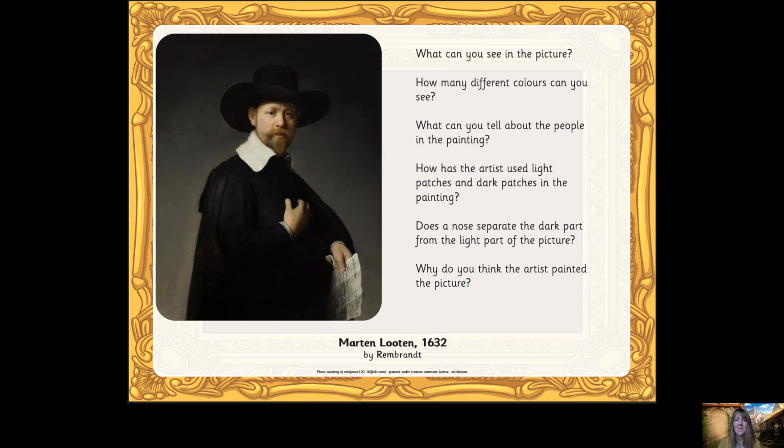Okay, there we are. We've had a good look at some of our artists' paintings. Can you remember the name of our artist? It's there at the bottom of the screen. Rembrandt. I'll say it. Rembrandt. You say it?